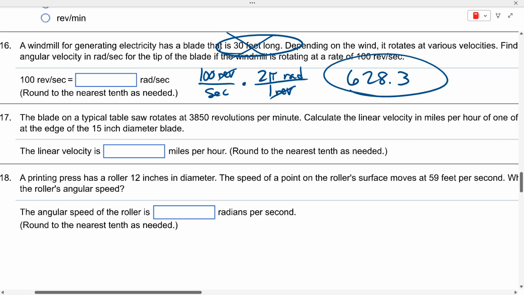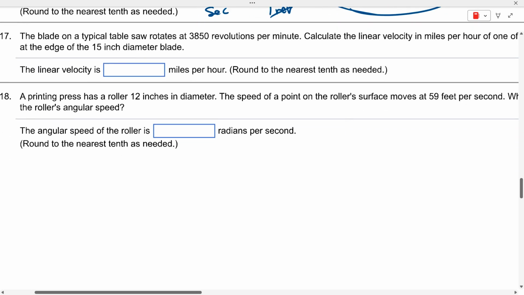Now, here, the saw blade problem, you start out with 3850 revolutions per minute. We need to get rid of revolutions. To get rid of revolutions, we multiply by 2 pi radians over 1 revolution. Revolutions cancel. Radians per minute. So now I got radians.